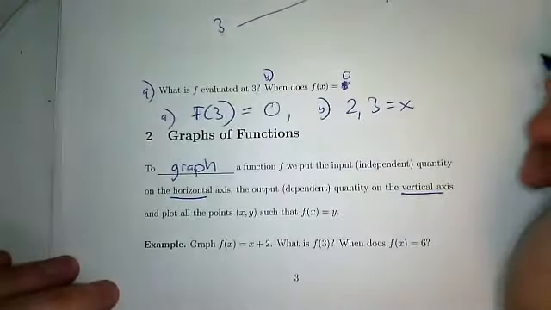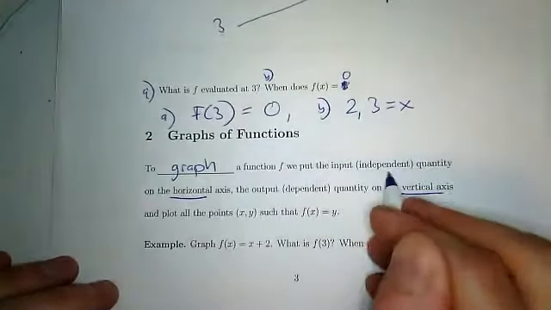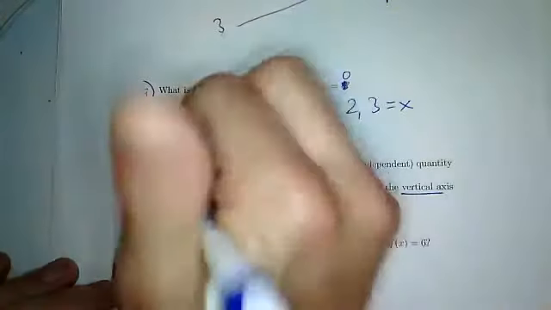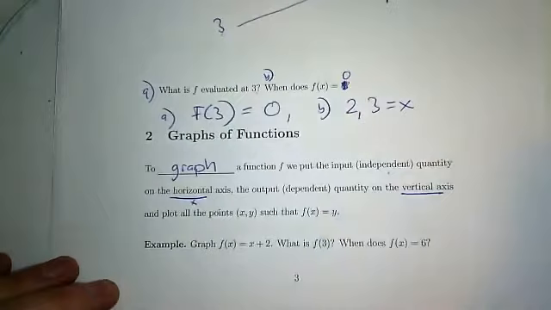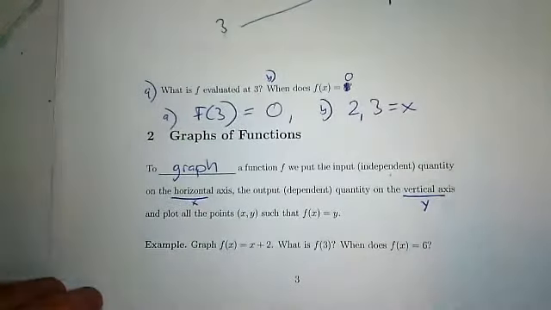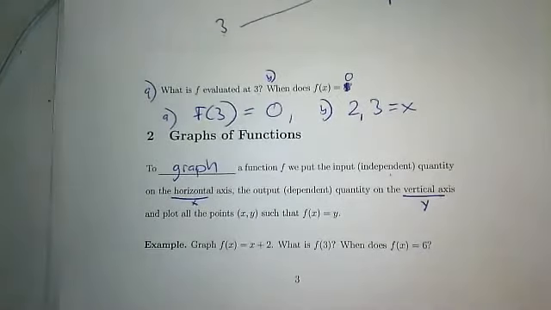Basically, we put the independent variable, which is oftentimes x, on the horizontal, and we put the dependent variable, which is oftentimes y, on the vertical. Now, it's not necessarily always x and y. x is not always your independent and y is not always your dependent, but in almost all situations where you have variables x and y in a function f, that's what they are. It's just the standard notation.